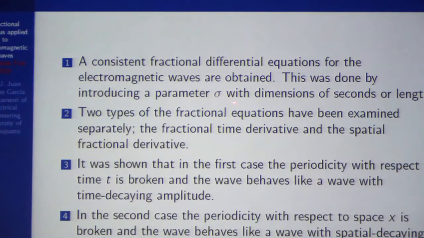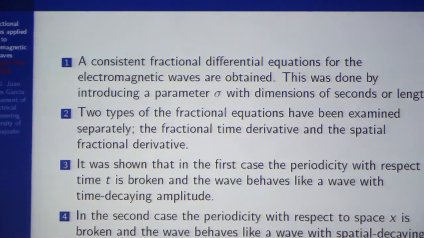This was done by introducing a parameter sigma with dimension of seconds or length. Two types of the fractional equation have been examined separately: the fractional time derivative and the spatial fractional derivative. It was shown that in the first case, the periodicity with respect to time t is broken, and the wave behaves like a wave with time-decaying amplitude. In the second case, the periodicity with respect to space x is broken, and the wave behaves like a wave with spatially decaying amplitude, moving rapidly.